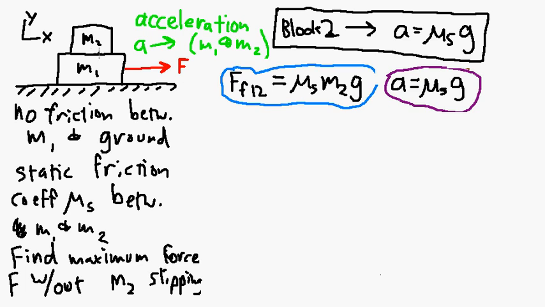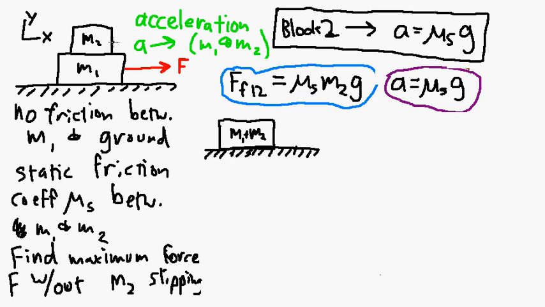What I'm going to do instead of doing the block 1 analysis is look at the whole system. So instead of this diagram, what we actually have here is a block of mass m1 plus m2. Can we do this? Is this really legal, Dr. Smith? Yes, it is. Here's why.